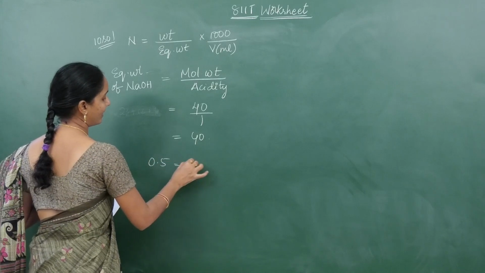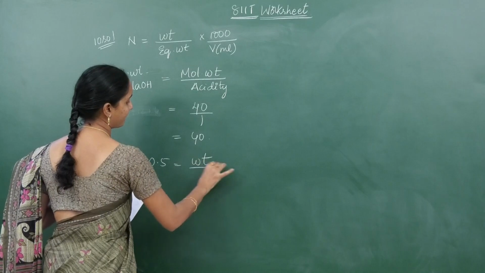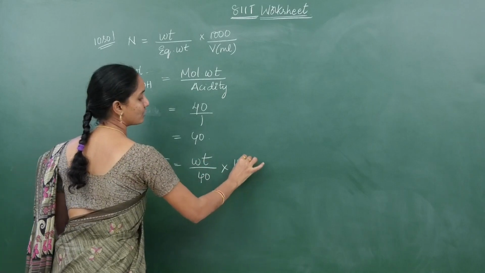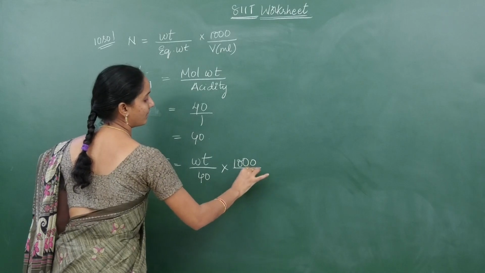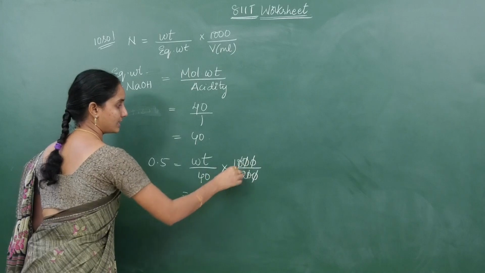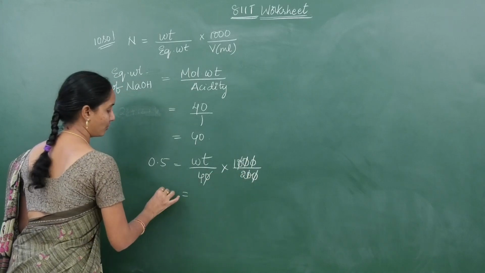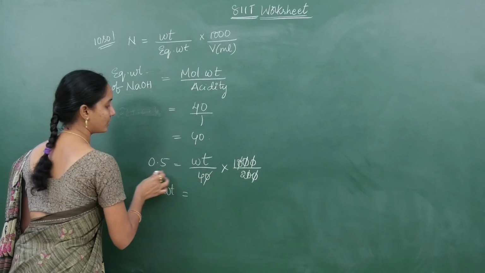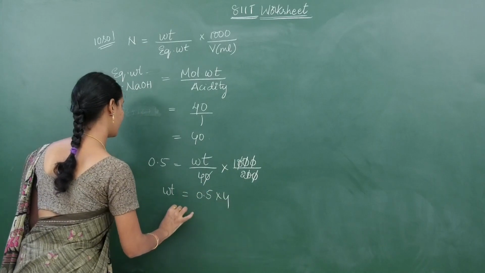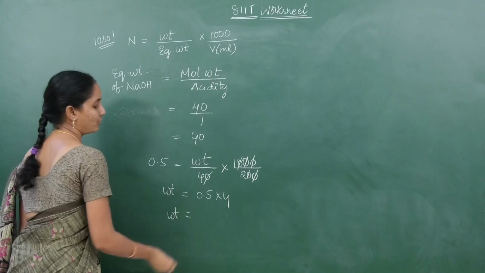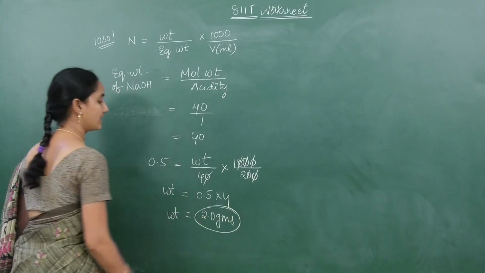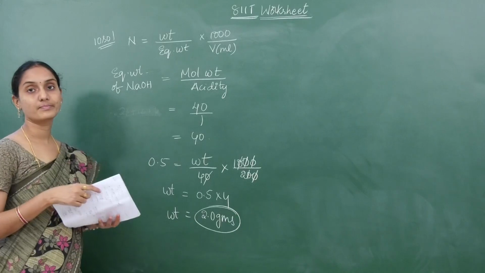So 0.5 is equal to weight by 40 into 1000 by 200, as volume was given as 200. So, children, these two get cancelled. So now this and this get cancelled. So weight is equal to 0.5 into 4 we are left with. So weight is equal to, if you do multiplication, 2 grams you will get. So the answer is 2 grams, children.